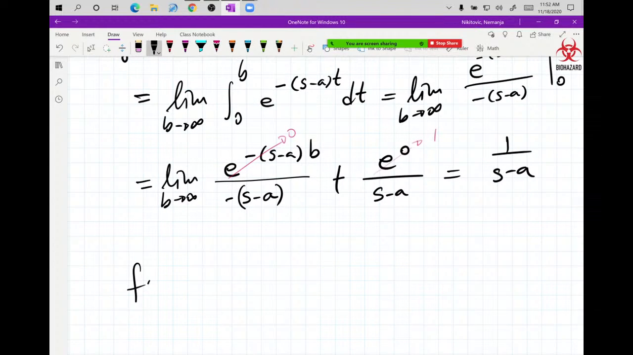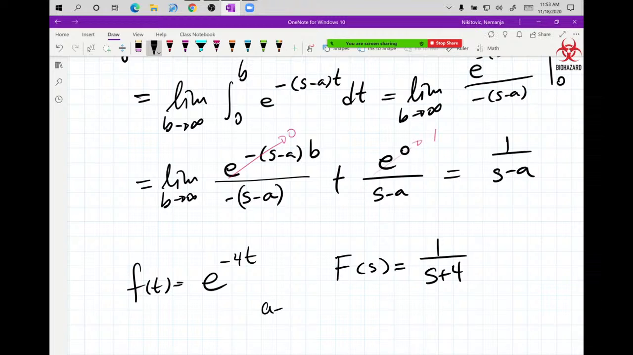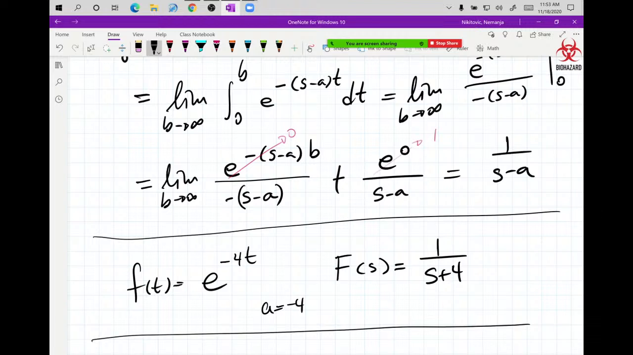If you have your function f of t to be e to the negative 4t, your F of s is immediately 1 over s plus 4, because your a is negative 4, and you take that and stick it in there. There you go. So negative, negative is positive, so s plus 4. It's very easy to use once you have a table of these values.